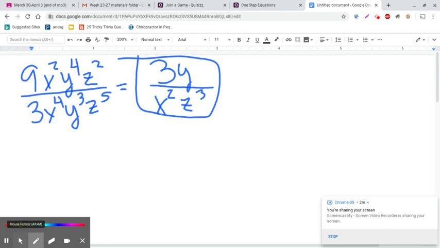Let's try 3. Oh, I hope you guys can see that. So let me actually erase that. I don't know, it's yellow. I don't know how I feel about that.